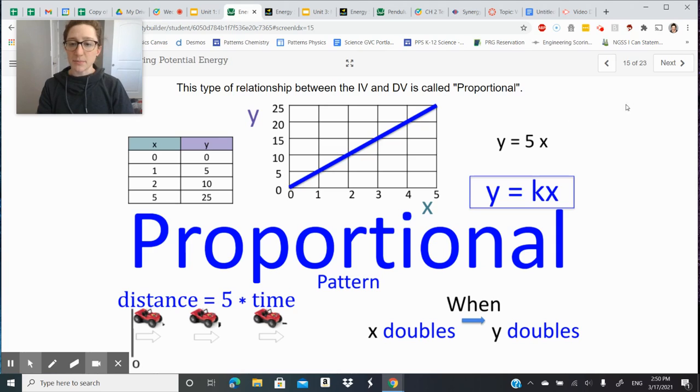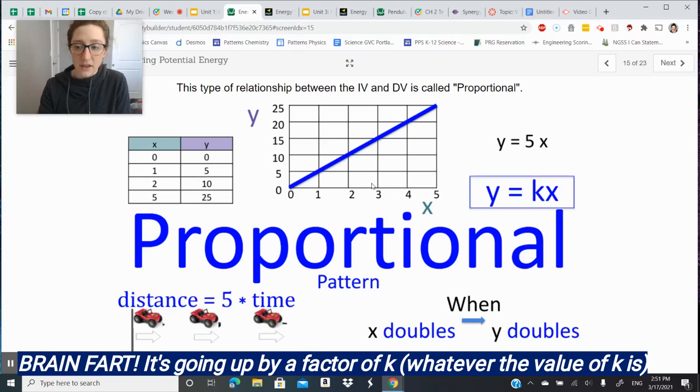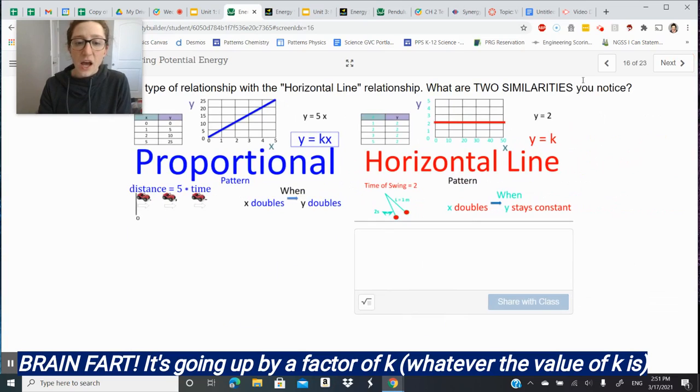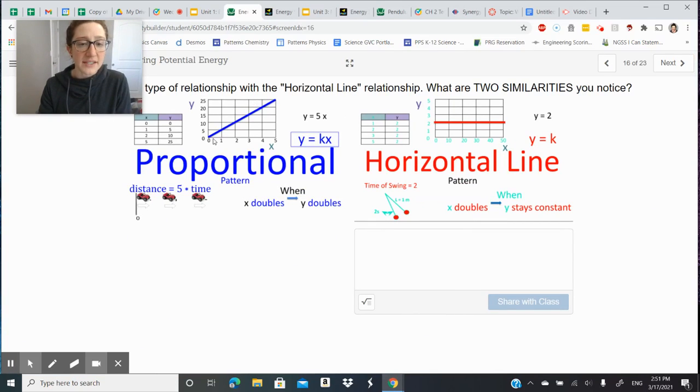So there's a lot of things about what this means. We can see that as x doubles, y doubles. So as x doubles, from 1 to 2, we see that y goes from 5 to 10. It's doubling. So we call this relationship proportional when we see that straight diagonal line starting at 0 and going just right on up by a level. You guys are probably fairly comfortable with seeing this kind of line in your math classes.